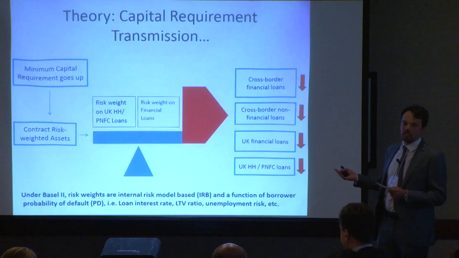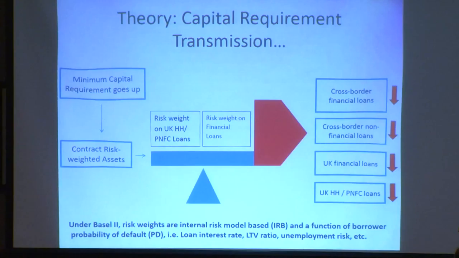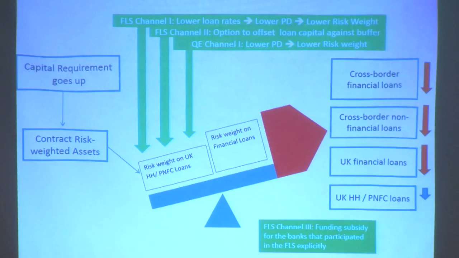So just to start, there will be another slide. We should assume banks cut across the board in all asset classes. But of course, if a policy changes the relative risk weights for a certain asset class, then keeping everything else equal, the transmission of capital requirements to lending will be different. And this is what you can see on this chart, where we think that there are several channels that reduce the relative risk weights of UK household and PNFC lending.